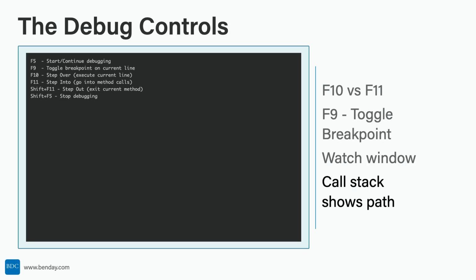The call stack window helps you to understand how you got to where you are. For example, if method A called method B and then called method C, you'd see that chain of calls in the call stack window.